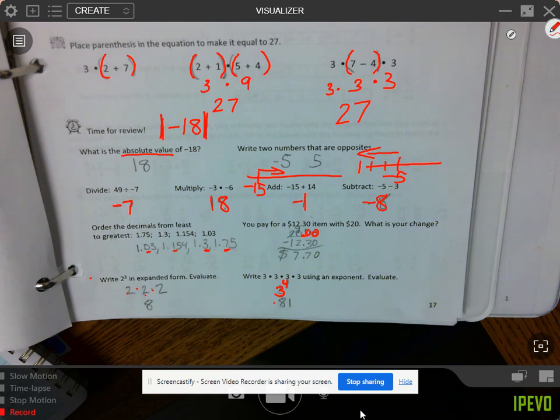So, who can tell me what the square root of 81 is? What do you think, Melanie? 9, because 9 times 9 equals 81. So the square root of 81 is 9. That's just a quick little review.